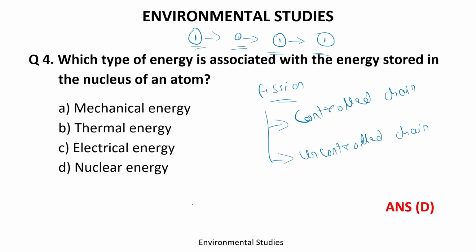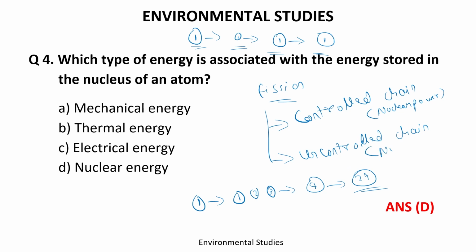But in the uncontrolled form, one will transfer into 3. Then these 3 will transfer into 9. Then so on the process will go on. It simply means that there is an uncontrollable chain reaction. So the controllable is basically used in the nuclear power plant. The uncontrolled is basically used in the nuclear bombs.